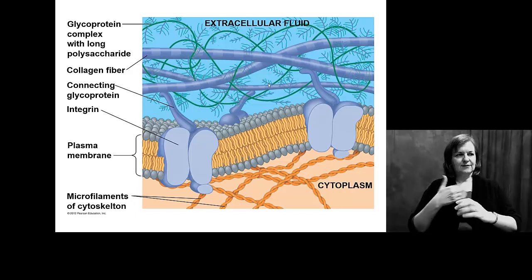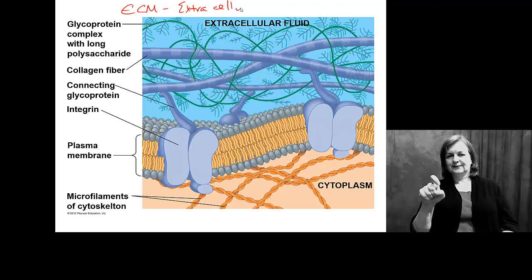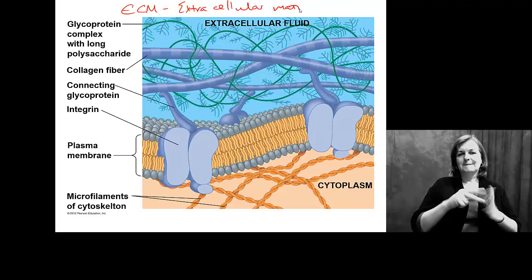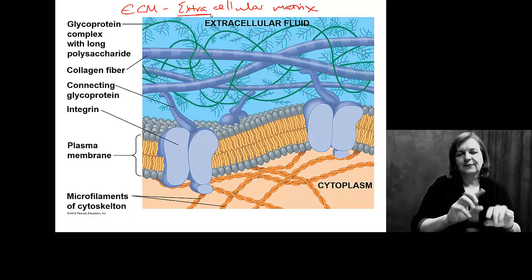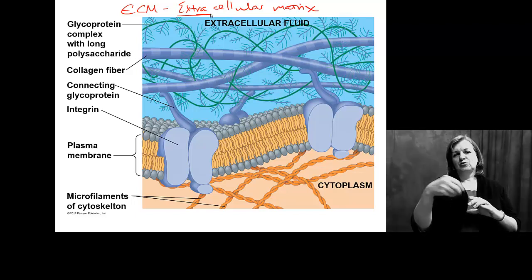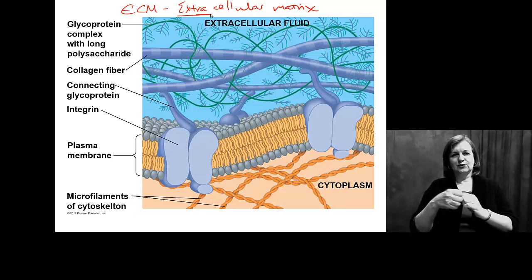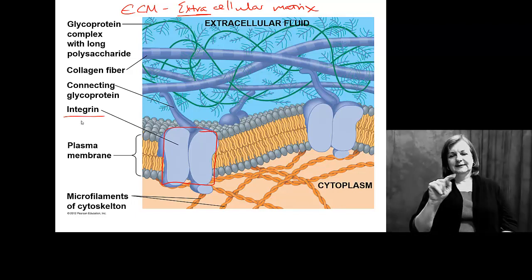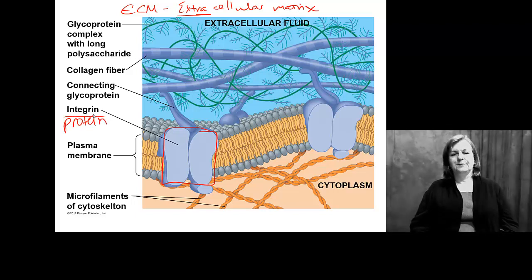If we look at the outside of our cell, we have something known as the ECM, or the extracellular matrix. In this case, extra meaning outside the cell, not extra as in more. Extra as in outside the cell. And it's attached to the cell by these proteins that we looked at before. An integrin is a protein that goes across the plasma membrane.